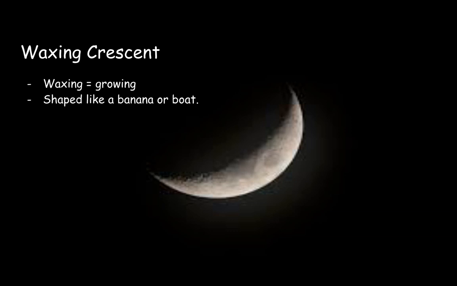The next phase in the lunar cycle is a waxing crescent. Waxing means growing. This means that as the cycle goes on, more and more light will become visible.